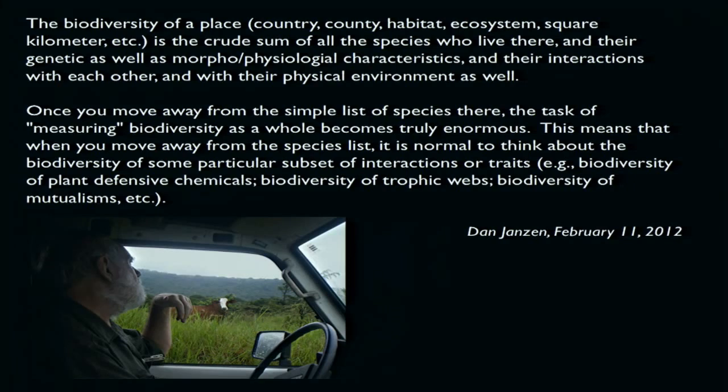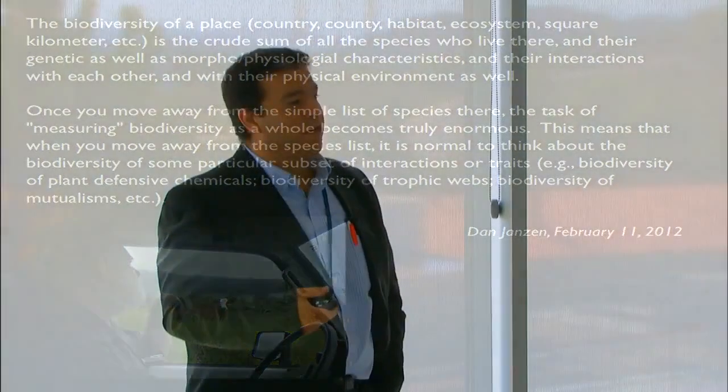And I think his definition of biodiversity is a bit more complex and perhaps a bit more pragmatic. The biodiversity of a place, country, county, habitat, ecosystem, a square kilometer, is the crude sum of all the species that live there and their genetic as well as morphological and physiological characteristics, and their interactions with each other and with their physical environment. However, of course, once you move away from the simple list of species, the task of measuring biodiversity as a whole becomes truly enormous.